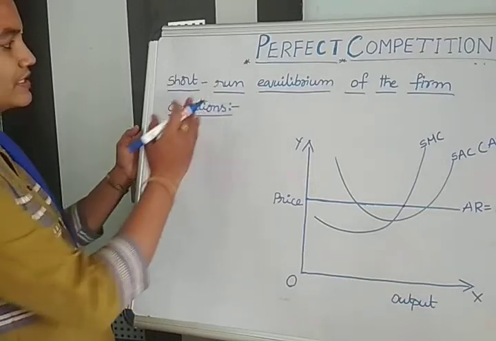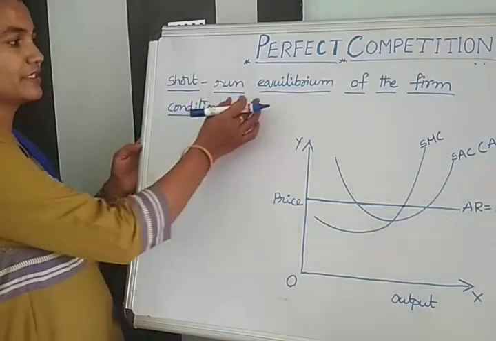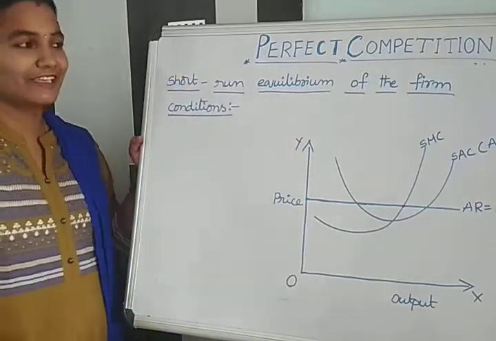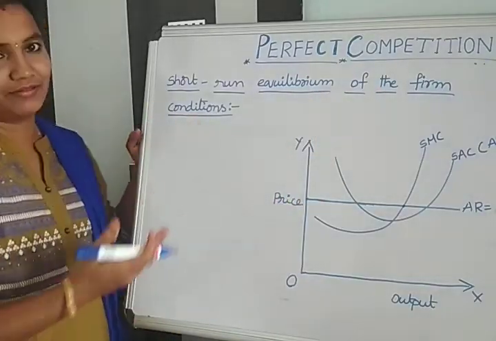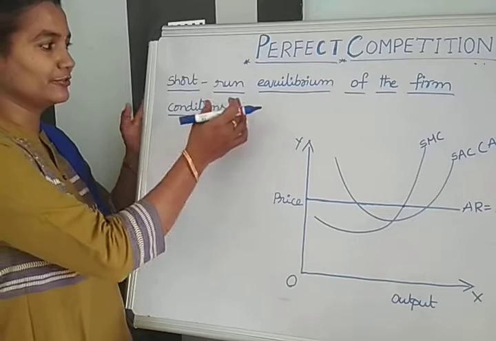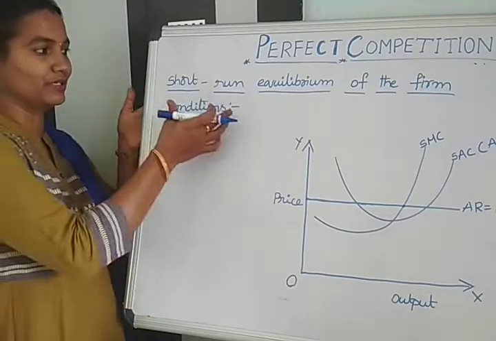Today, in this video, we are going to discuss the short run equilibrium of the firm. Short run means less than 1 year, so there is no need to mention the time of the short run.